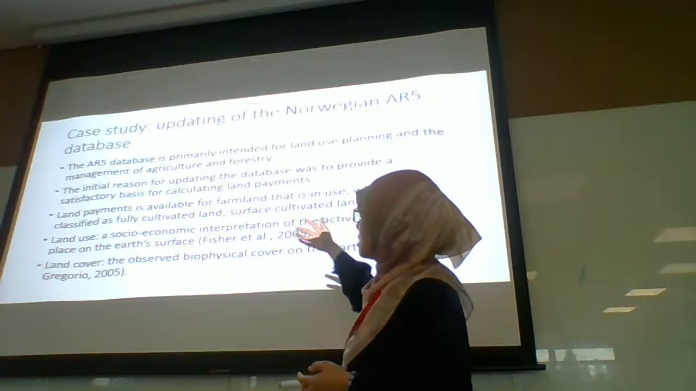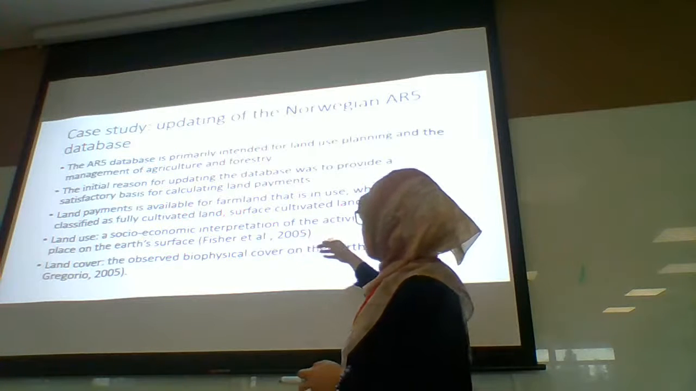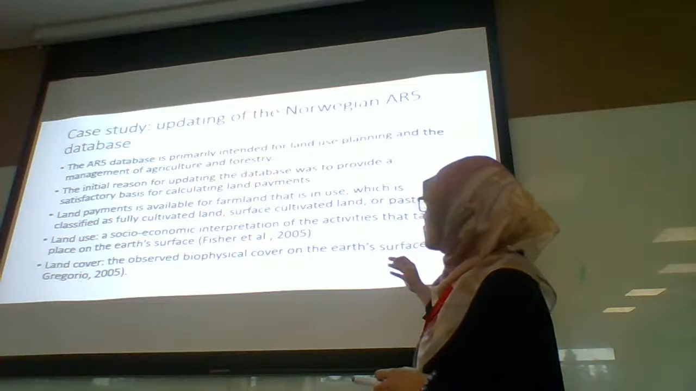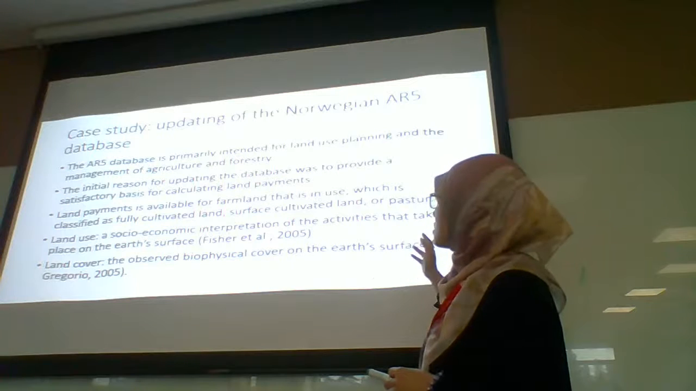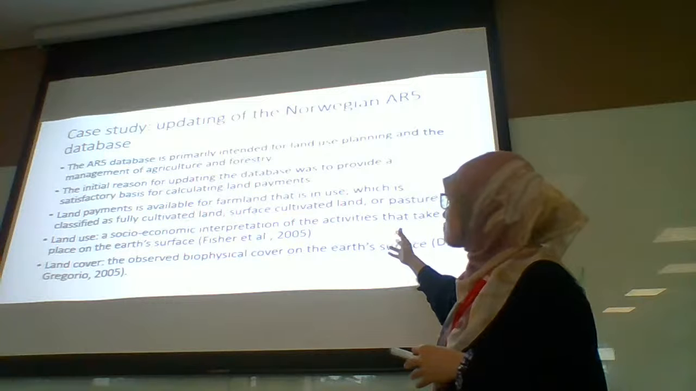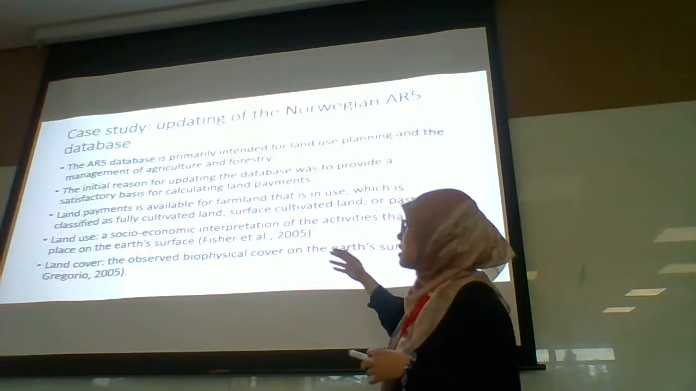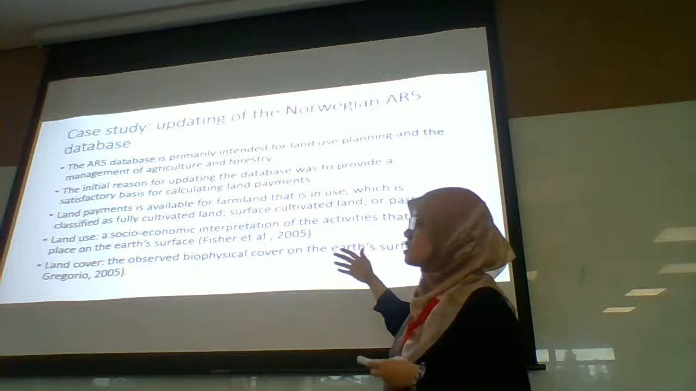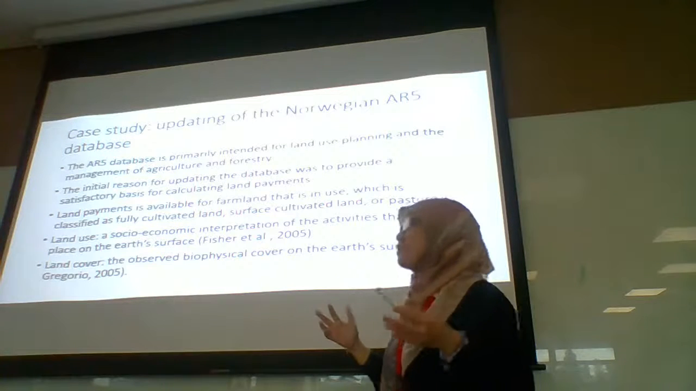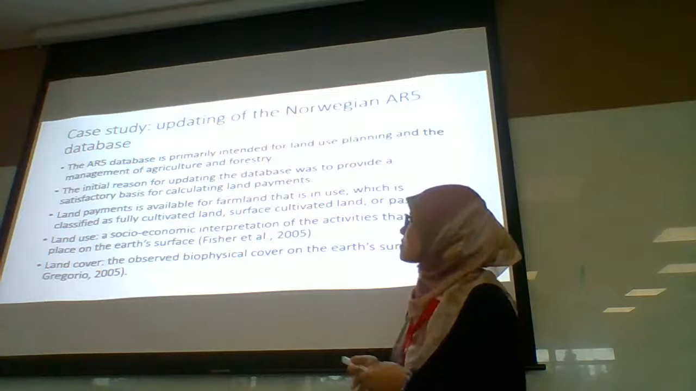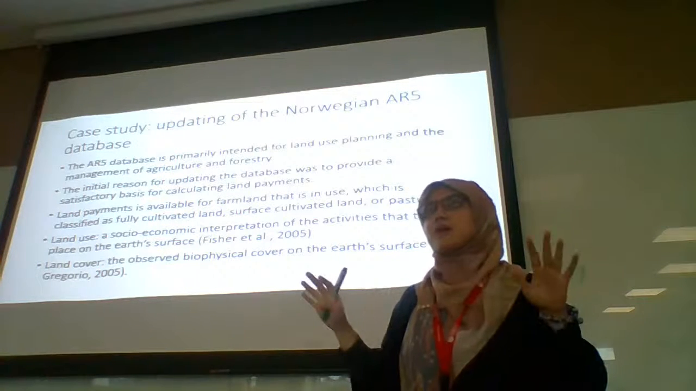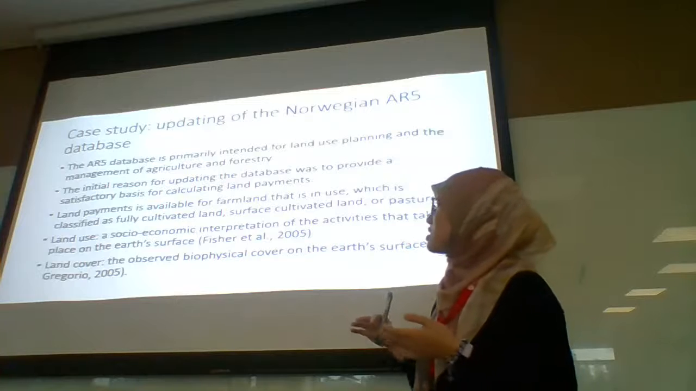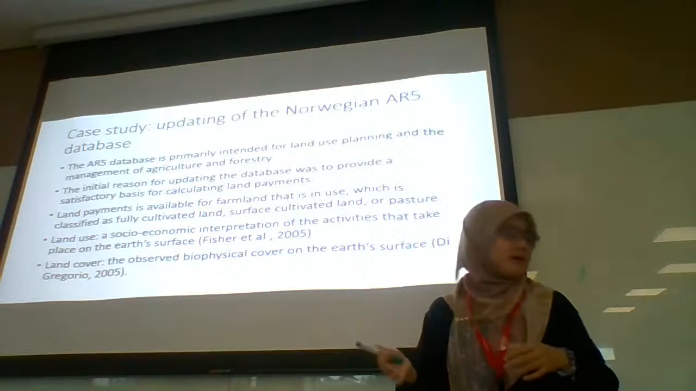Initially the update was proposed for land payment. It's available for farmland that is in use, which is classified as fully cultivated land, surface cultivated land, or pasture. So they have these different categories for creating a map. Each relevant social group involved in creating the map has a different purpose. At the end, I want you to be able to map who the groups are and what their interests are, whether it's payments, standardization, or another purpose for having a map.